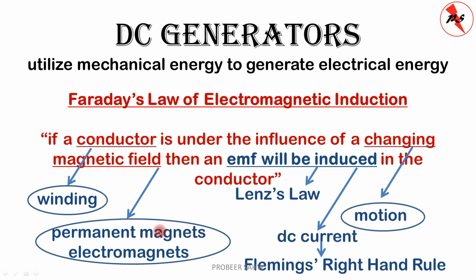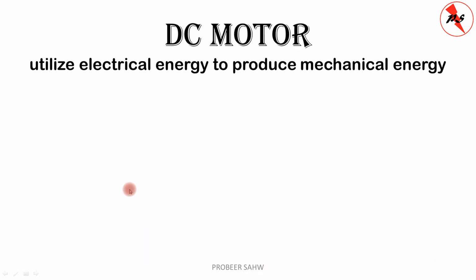So there are three things that are important in this discussion, that is the winding, the magnets and motion. So as far as there is magnetic field due to the magnets and there is motion in the winding, an EMF will be induced in this winding.